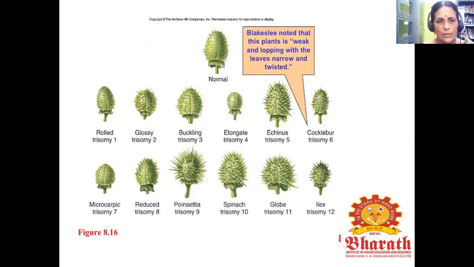The second one is rolled trisomy 1, glossy trisomy 2, buckling trisomy 3, elongate trisomy 4, echinus trisomy 5, cocklebur trisomy 6, microcarpic trisomy 7, reduced trisomy 8, poinsettia trisomy 9, spinach trisomy 10, globe trisomy 11, and Lax trisomy 12. Blakeslee noted that this plant is weak and lopping, with the leaves narrow and twisted.